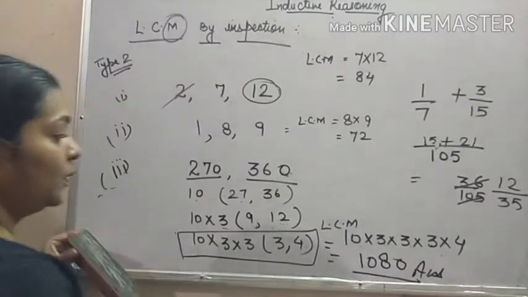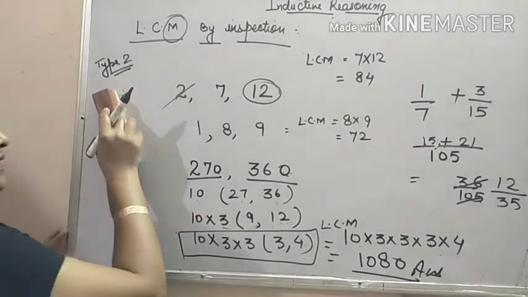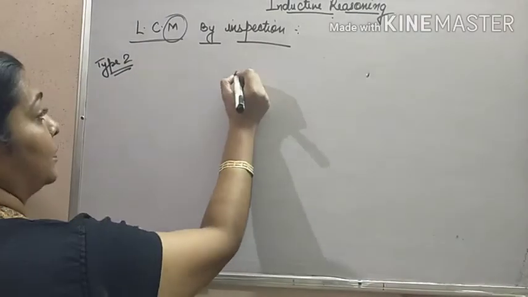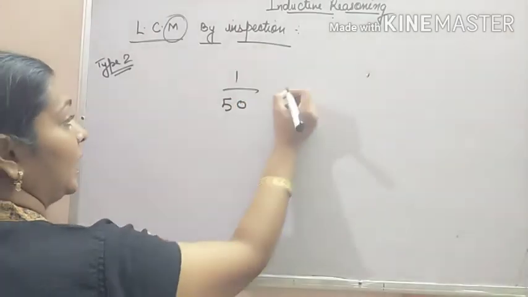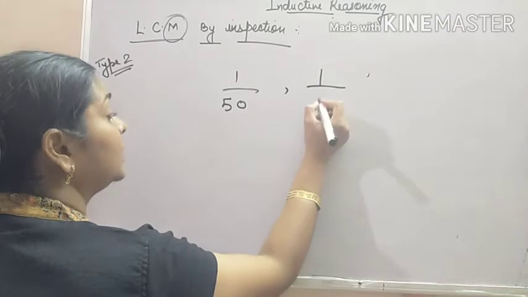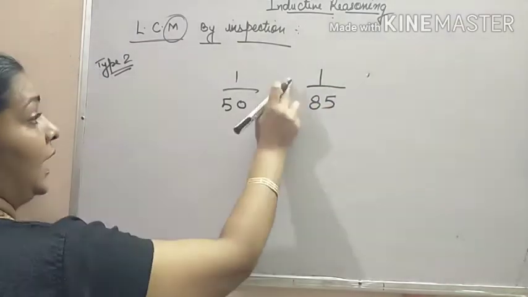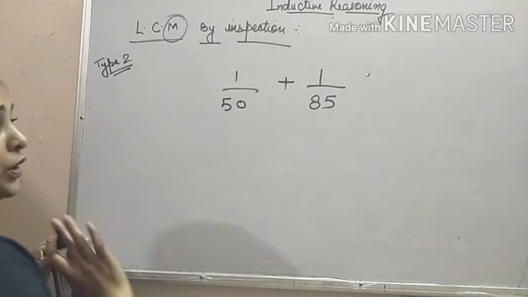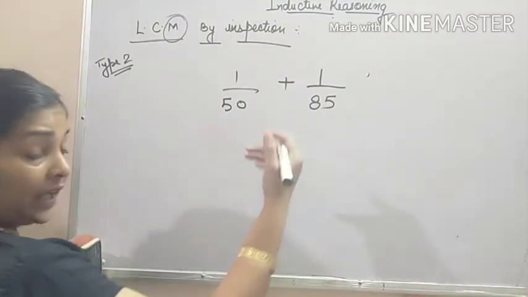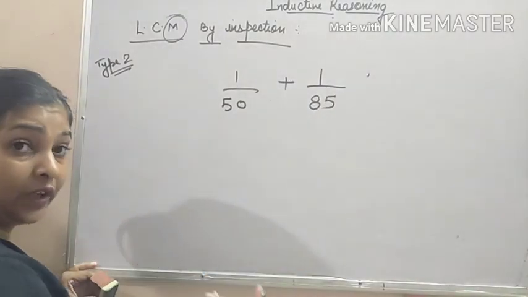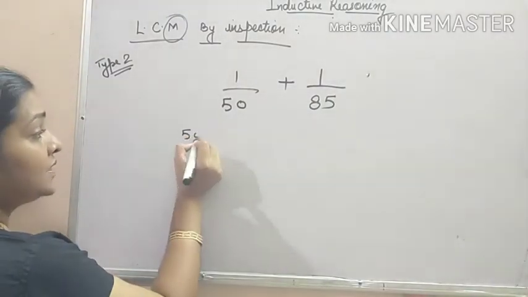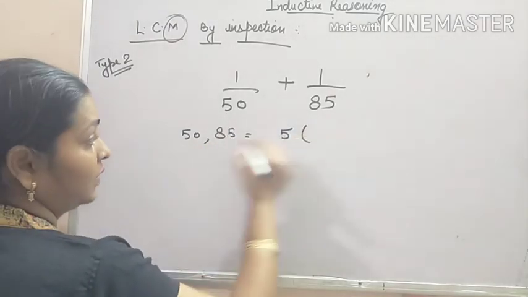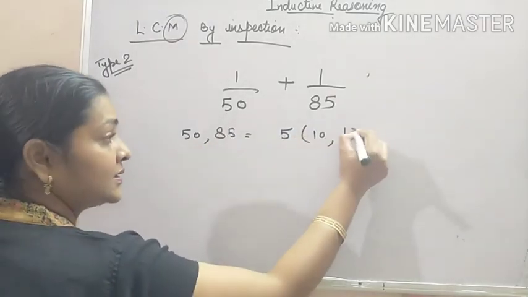Now let us solve one problem related to this type. Suppose there are two numbers, 1 by 50 and 1 by 85, and you have to add them. Okay. Now what will you do? If you go on taking out the multiples of 85, it will take time. You can see 50 and 85 both have 5 as common. What is left? 10 and 17.